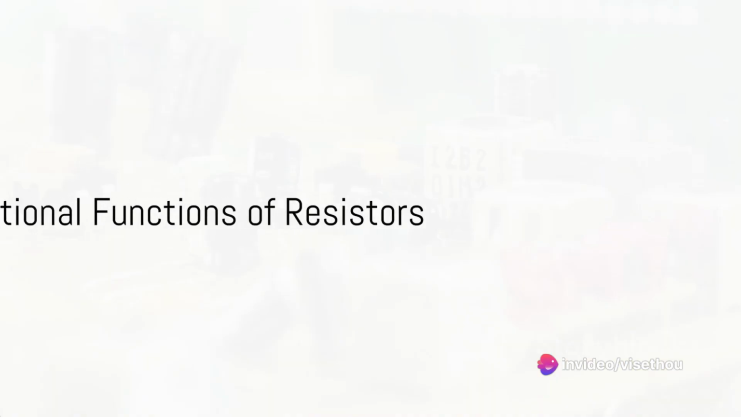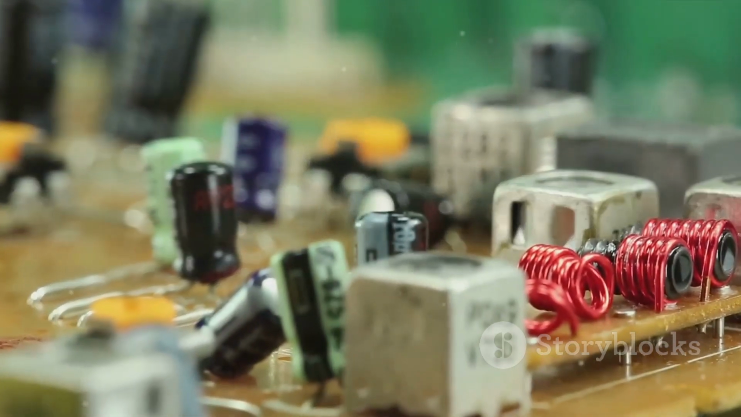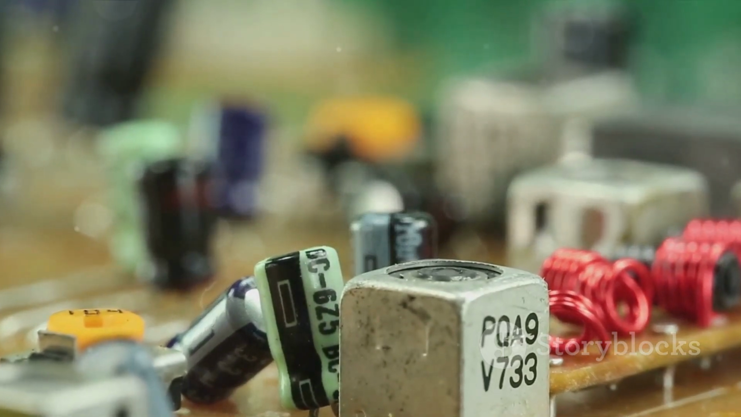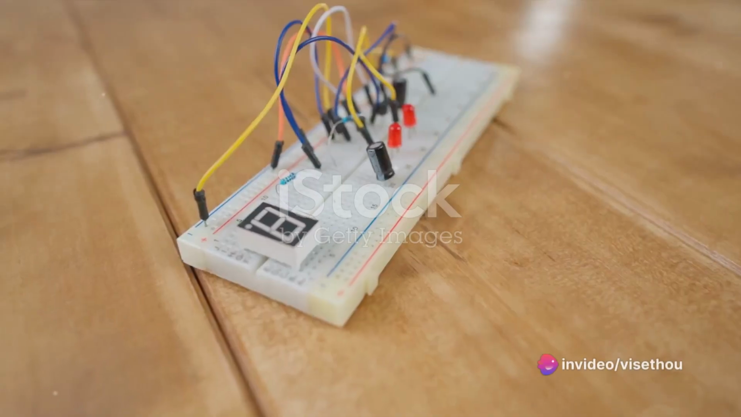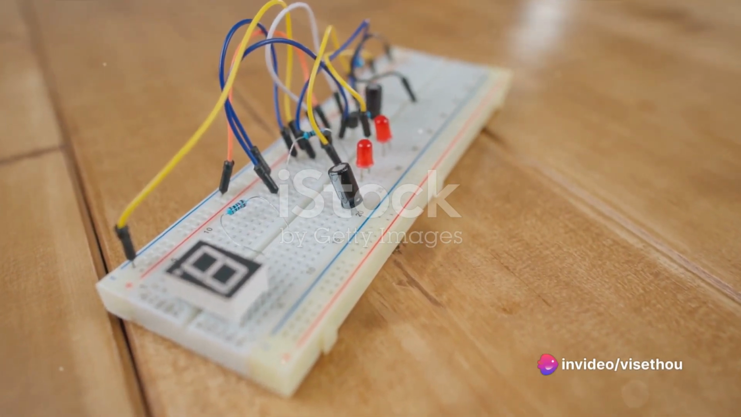Resistors also act as voltage dividers. By connecting resistors in series or parallel configurations, you can create circuits that provide a fraction of the input voltage at a specific point. This is particularly useful when you need to lower the voltage level for certain components of the circuit.